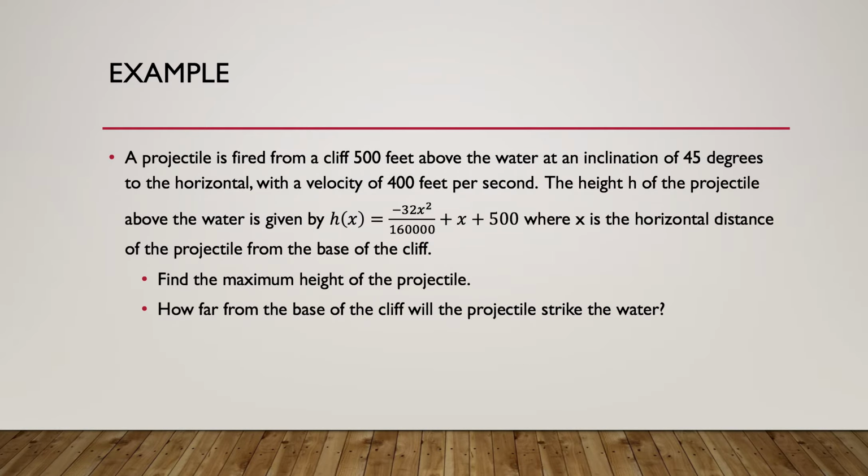Okay, one final problem. We have a projectile that's fired from a cliff 500 feet above the water at an inclination of 45 degrees to the horizontal with a velocity of 400 feet per second. The height h of the projectile above the water is given by, and they give me the formula, where x is the horizontal distance of the projectile from the base of the cliff. Again, that problem gets very wordy, but what you want to focus on is you have your function. Okay, so focus on that function, which we have right here.